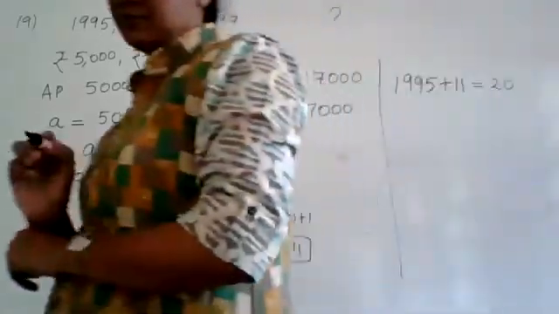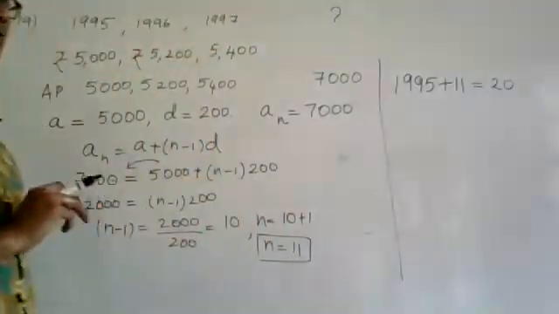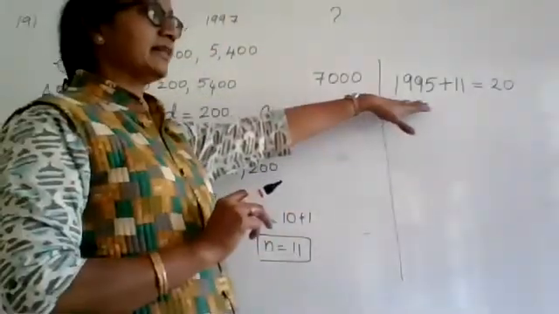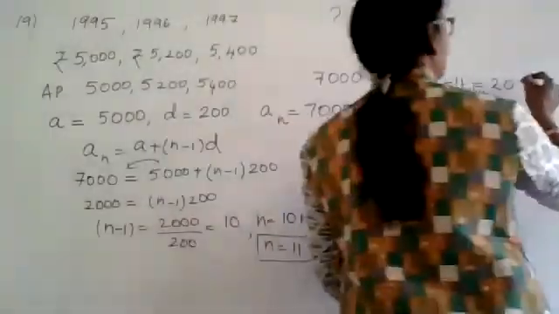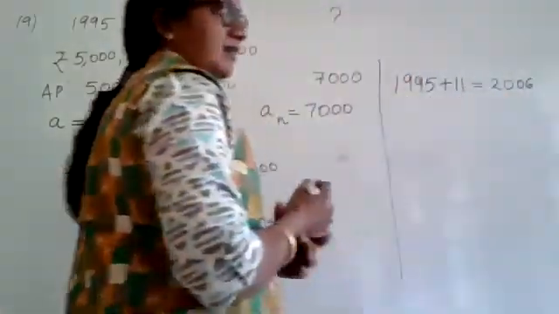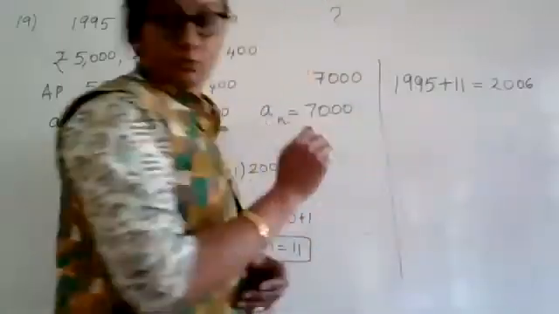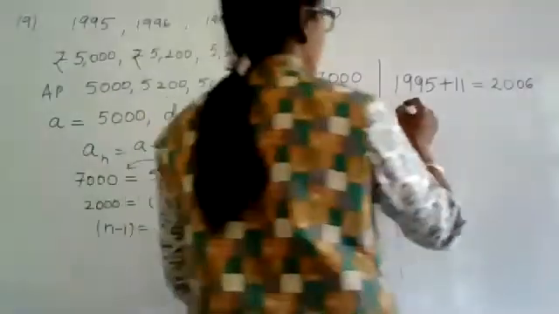2006. Oh my God, 1995 plus 11, are you not able to add? Add 5 years, that will become year 2000. Then you have 6 more years, so it will be 2006. Correct? So therefore, who is that? Subbarao's salary.